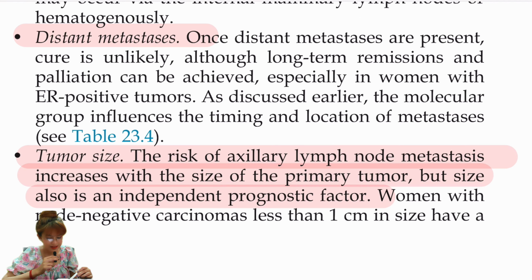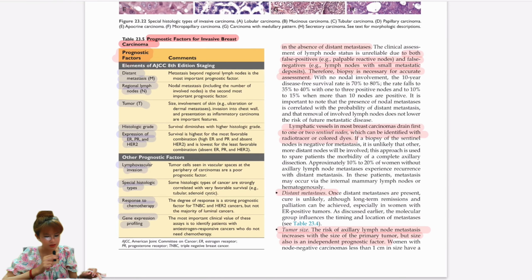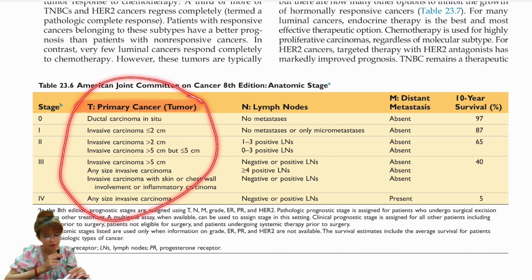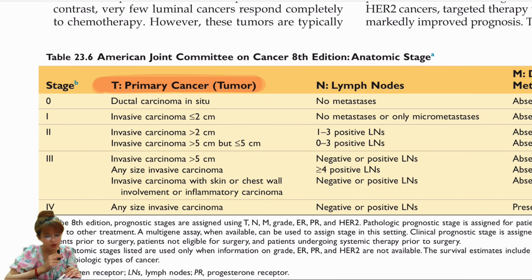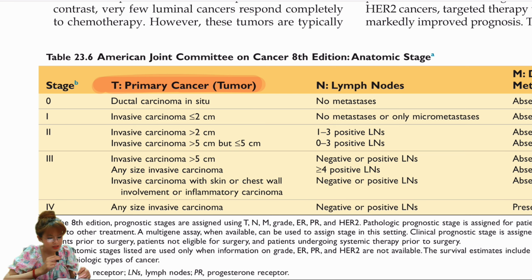The risk of axillary lymph node metastasis increases with the size of the primary tumor, but size is also an independent prognostic factor. This T stage is something which you have to memorize. MCQs can be framed from here. So stage 1 is less than 2 centimeters, stage 2 is 2 to 5, and stage 3 is more than 5, or any carcinoma with skin or chest wall involvement, or inflammatory carcinoma, and stage 4 is any size of carcinoma.